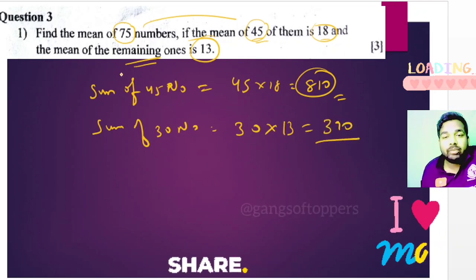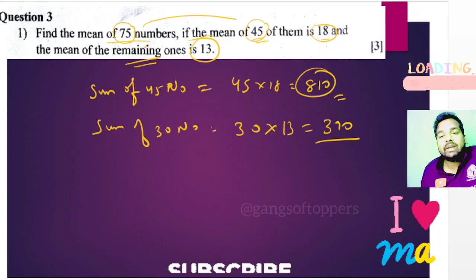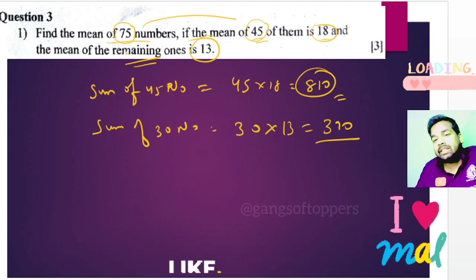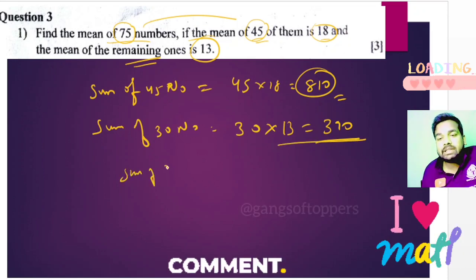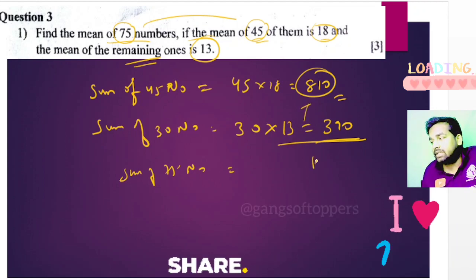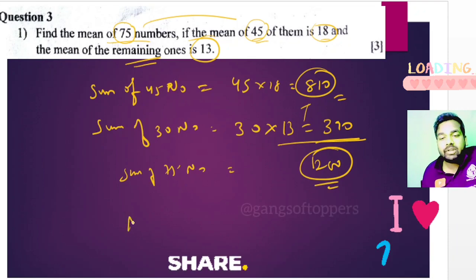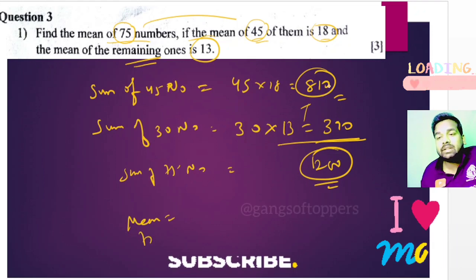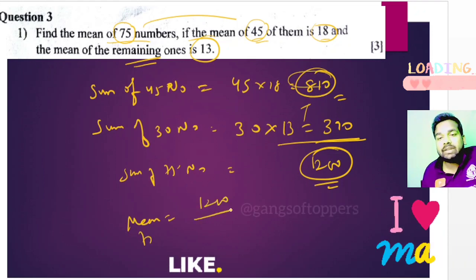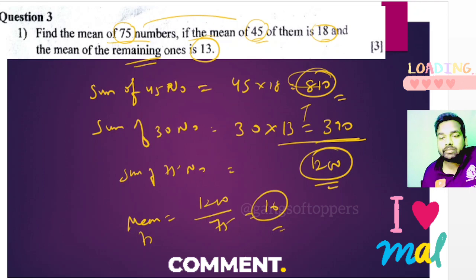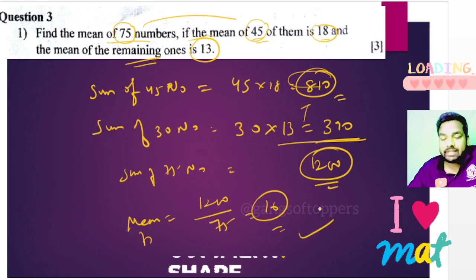Now the question is asking you to find the mean of 75 numbers. The mean of 75 numbers is the total sum divided by the number of observations. So what is the total sum? The sum of 75 numbers is equal to, just add these two values, and you are going to get 1200. Since we are finding the mean of 75 numbers, the sum, 1200, divided by 75 becomes 16. So the answer will be 16. It is a very easy question.